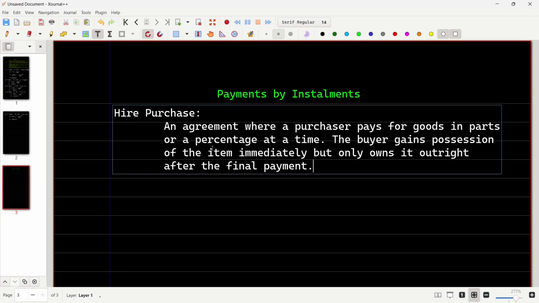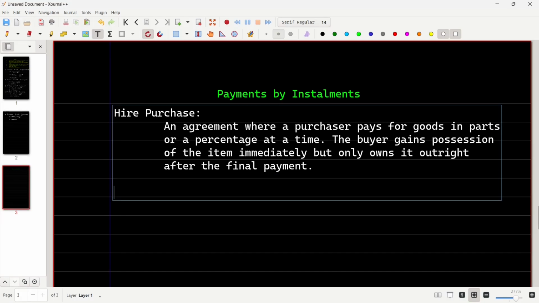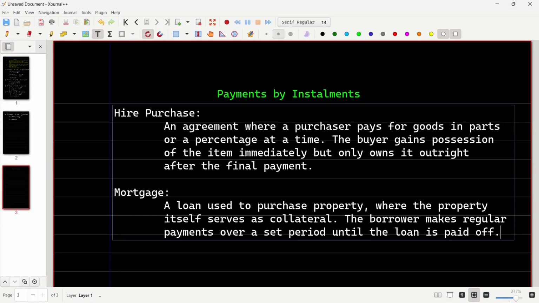The next one that we have to make sure you understand is mortgage. Mortgage is nothing more than a loan that you would use to pay for something like property, where the property itself would tend to serve as the collateral, and the borrower will make regular payments over a set period until that loan is basically paid off. So let me just put that note for mortgage as well. Now, in both cases, the payments are made over time, and the interest is usually added. So our goal today will be to calculate these payments and the total amount that you have to pay at the end of the period. So let's start by doing some examples.